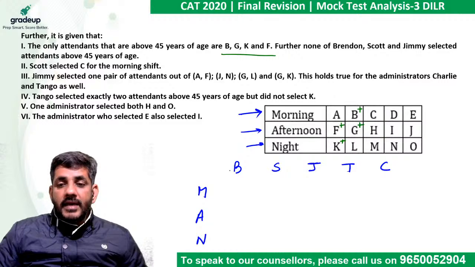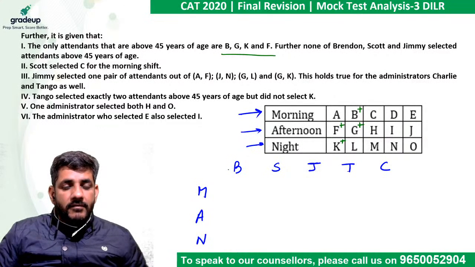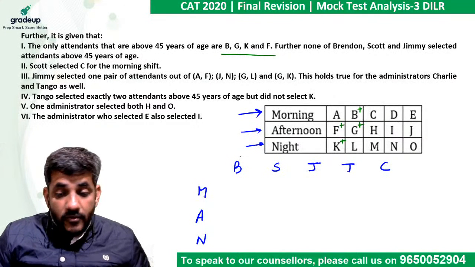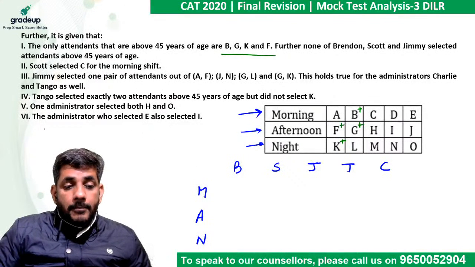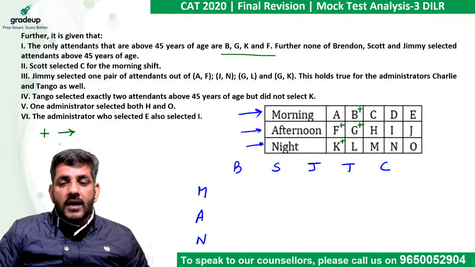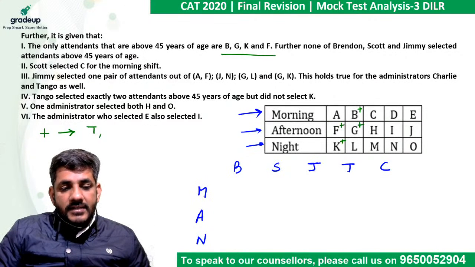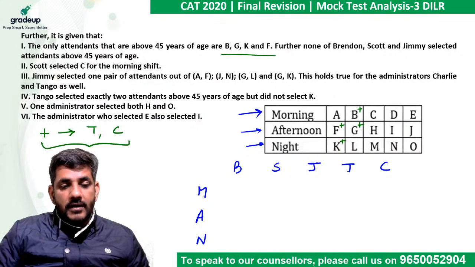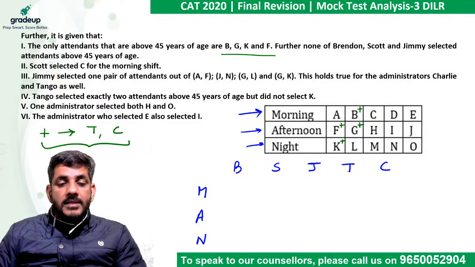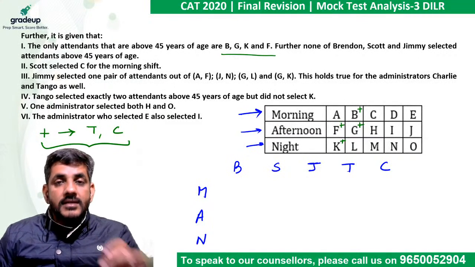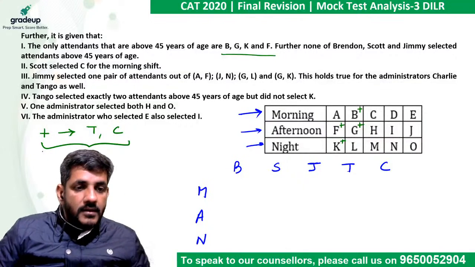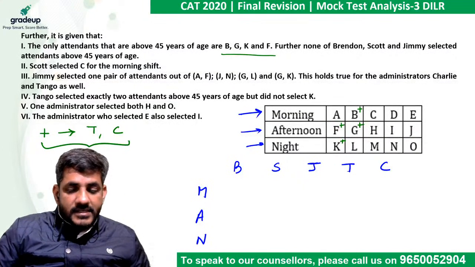Further, none of B, S and C selected above attendants as attendants above 45 years of age. So all the plus sign people are not selected by Brendan, Scott or Jimmy. So they are selected by either Tango or Charlie, right? People with a plus sign are selected by either Tango or Charlie. Second statement, Scott selected C for the morning.